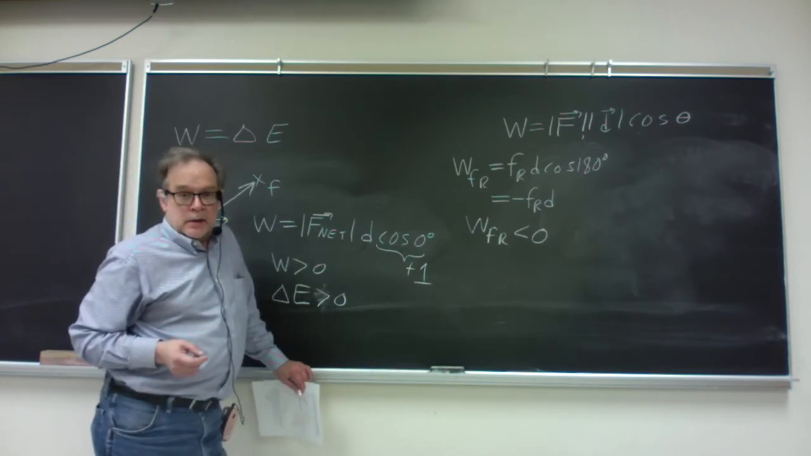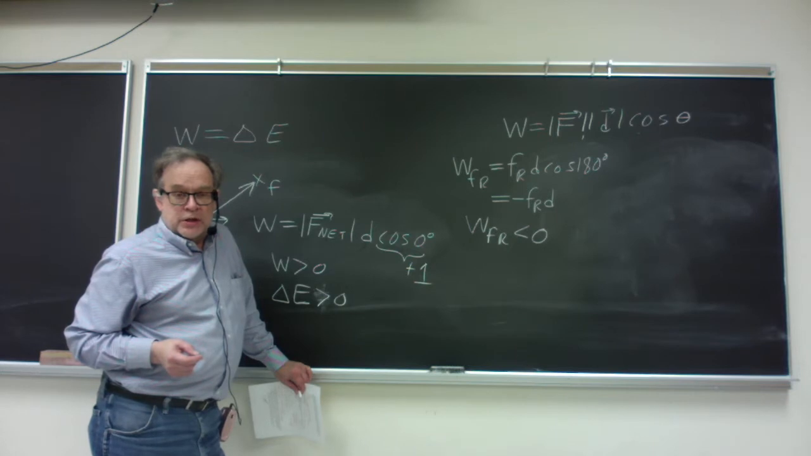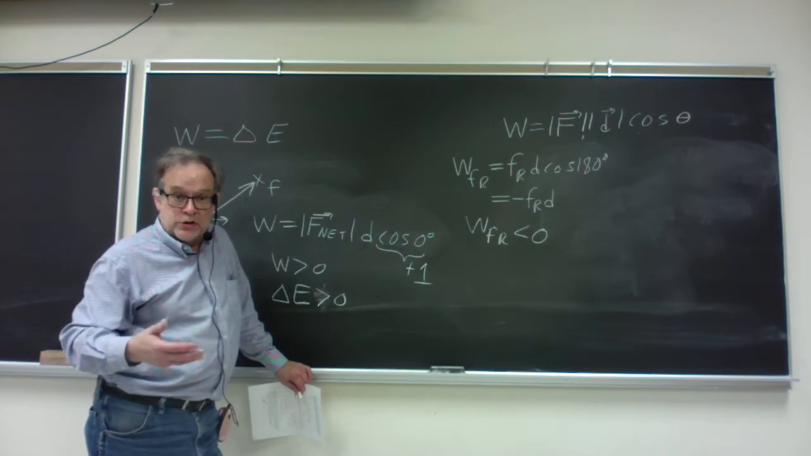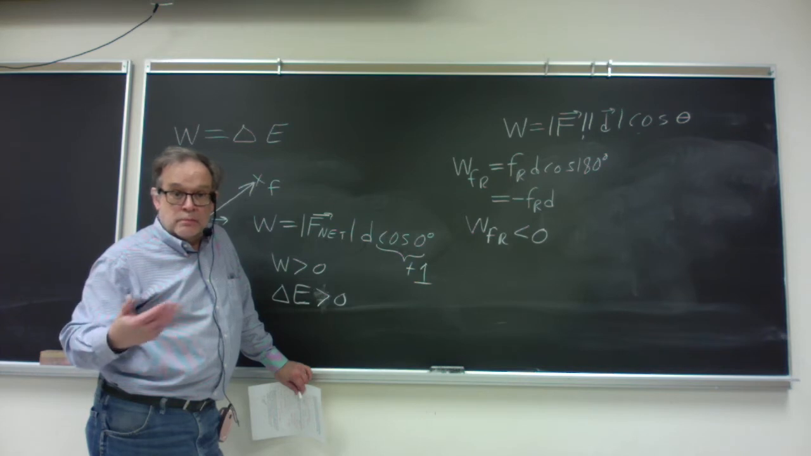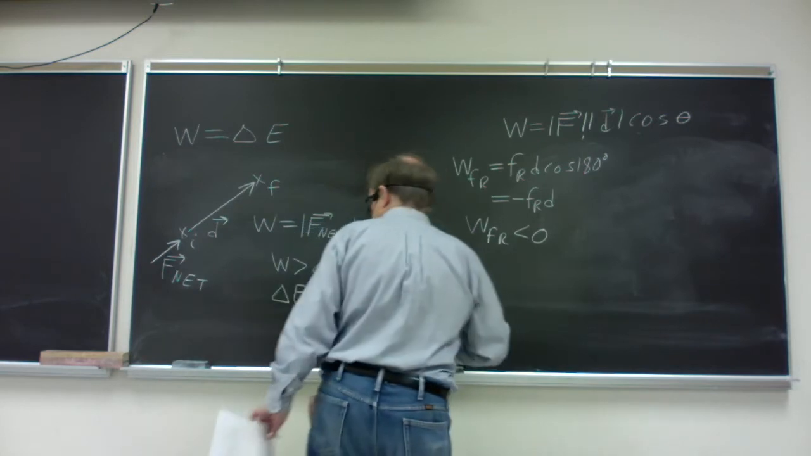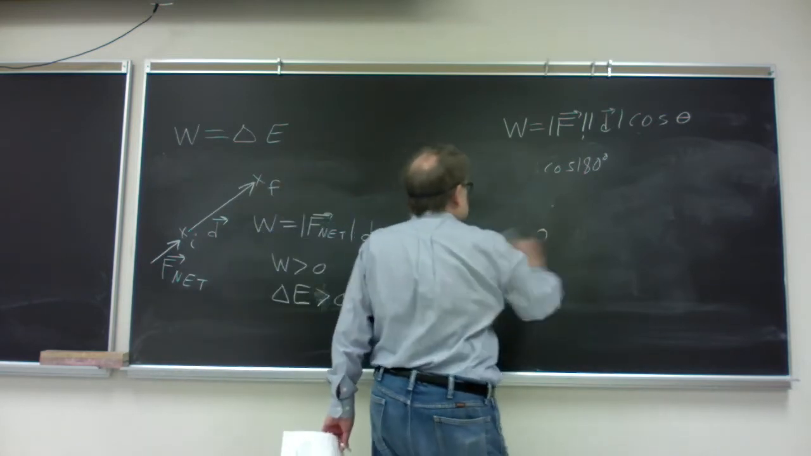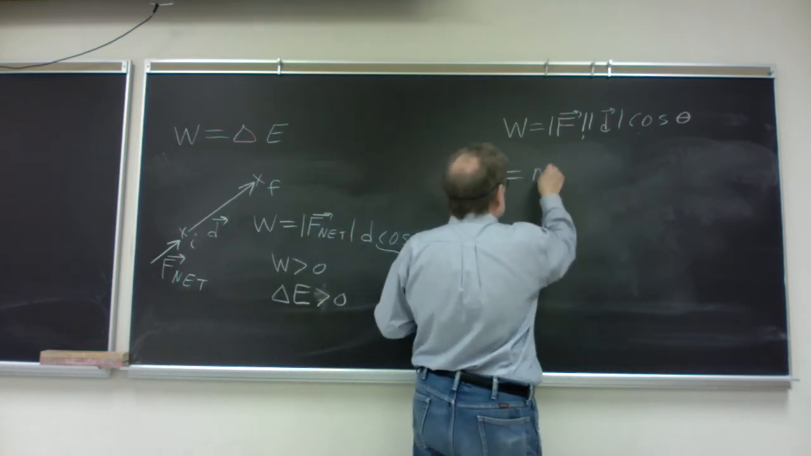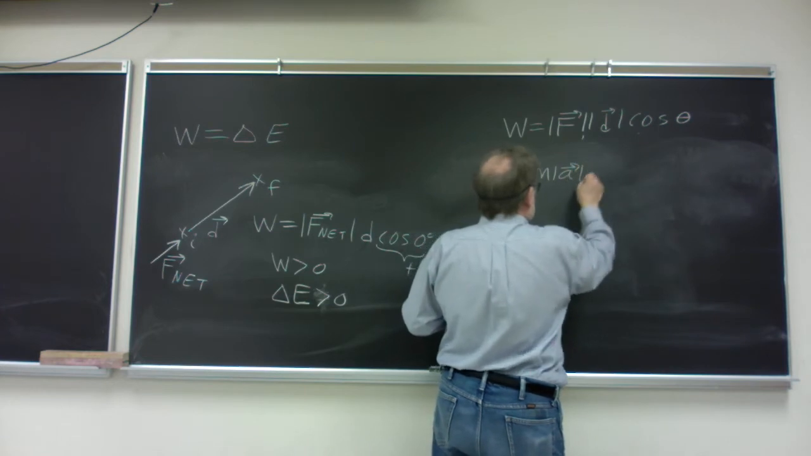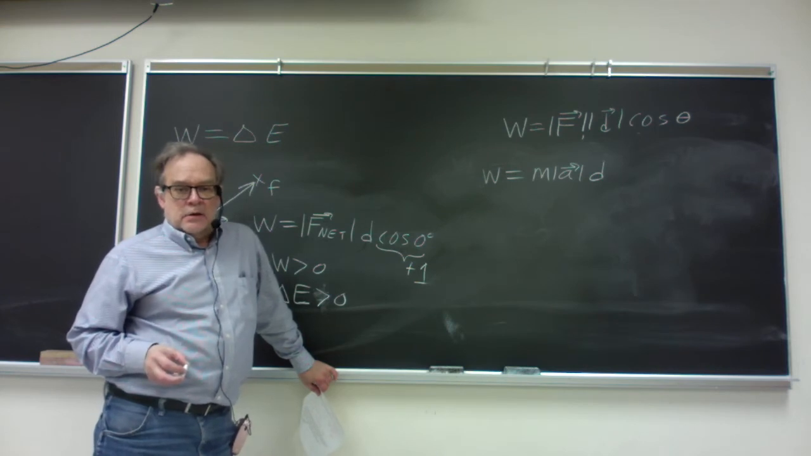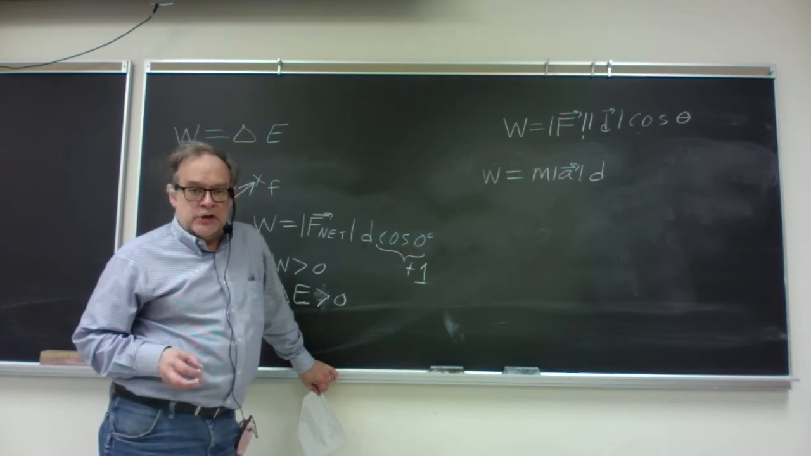We can rewrite magnitude of net force, just use Newton's second law. Force equals mass times acceleration, so magnitude of net force is just equal to mass times magnitude of acceleration. So let's write it that way. Mass times magnitude of acceleration times distance, distance between the starting point and the finishing point.